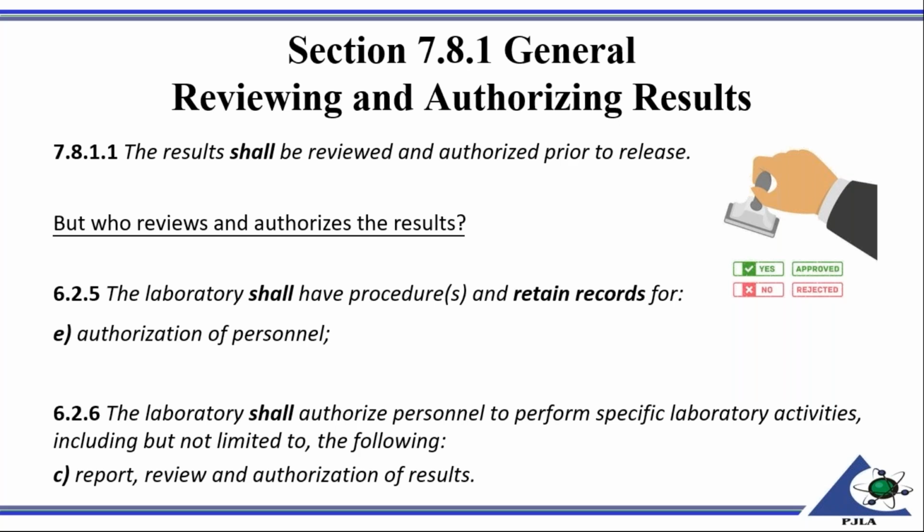And section 6.2.6, laboratory shall, and again, shall authorize personnel to perform specific laboratory activities, including but not limited to the following. And section C of that is report, review, and authorization of results. So not only does somebody have to review and authorize the release of that report or the results, you also need to have a document in some way authorizing that person to perform those reviews and authorize the release of the reports. Again, there's a million and one different ways the various labs do this. Could be anything from each individual employee having their authorization for what they're capable of doing, or you could have an Excel document where you're just listing what they're authorized to perform. This is going to be one of those things that they're going to need to have authorization for, and documentation that they are authorized. So keep that in mind.